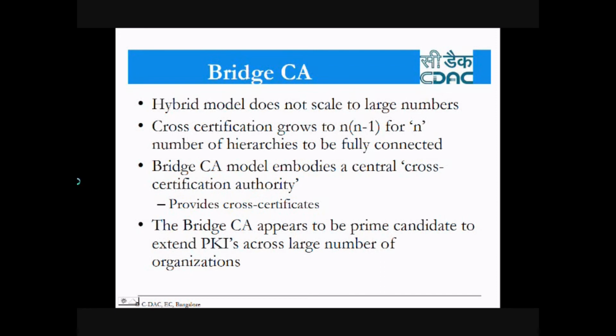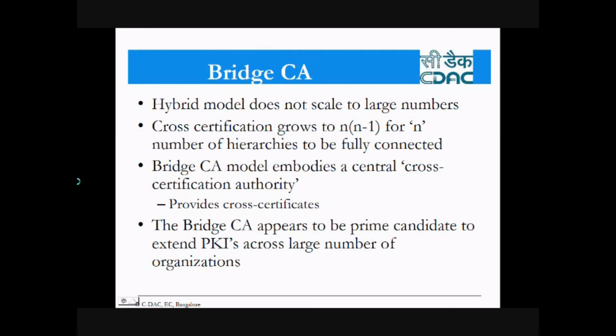Instead of that, you adopt a bridge certifying authority model, which has a central cross-certifying authority. In this model, what happens is, the root certifying authority of a particular nation will accept the signature which has been accepted by a super root certifying authority. So the super root certifying authority can provide cross certificates to all the root certifying authorities below it. To make it more clear, let me give a simple example.